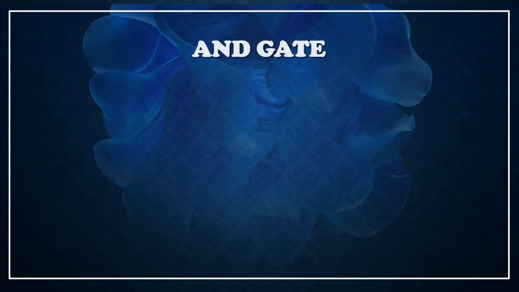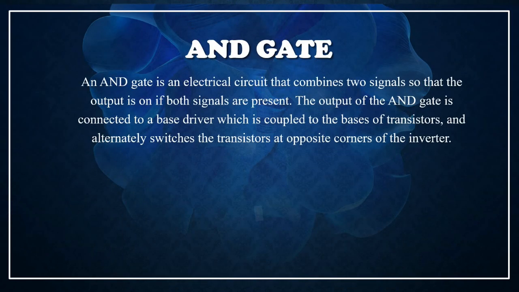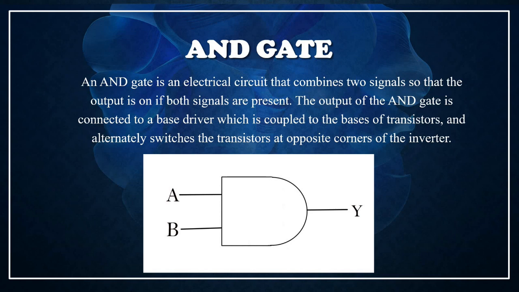AND gate. An AND gate is an electrical circuit that combines two signals so that the output is on if both signals are present. The output of the AND gate is connected to a base driver, which is coupled to a base of transistors and alternately switches the transistors at opposite corners of the inverter.